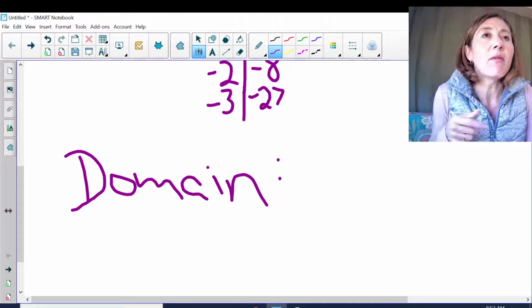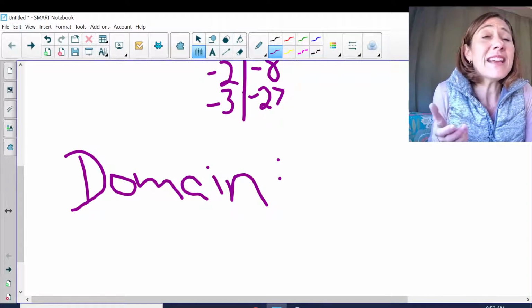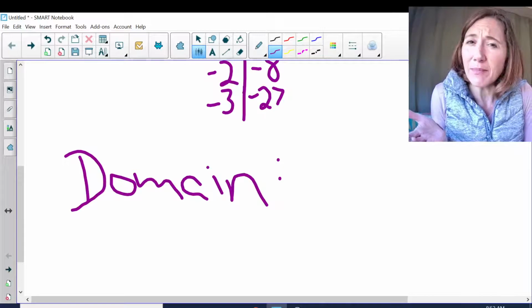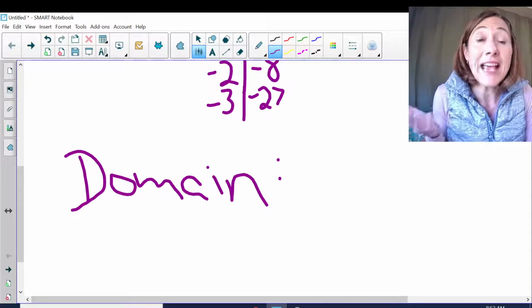Could I take 4 cubed? What if I wanted to put a 10 in for x? Could I do that? Could I take 10 cubed? What if I wanted to put 100 in for x? Could I do that? So could I take 100 cubed? And the answer is yes, yes, yes to all of those.